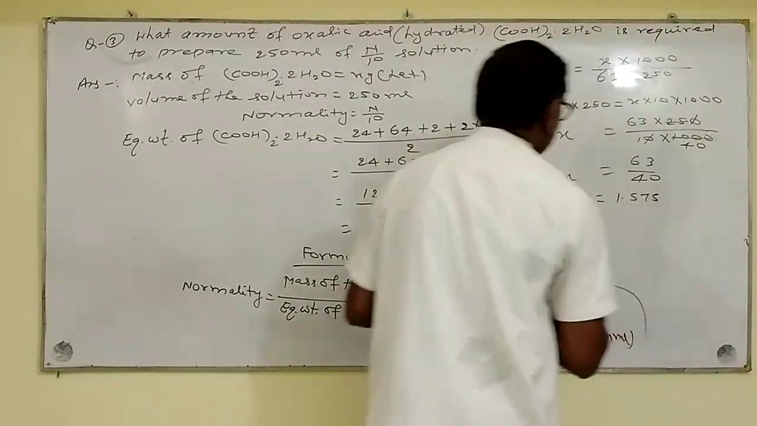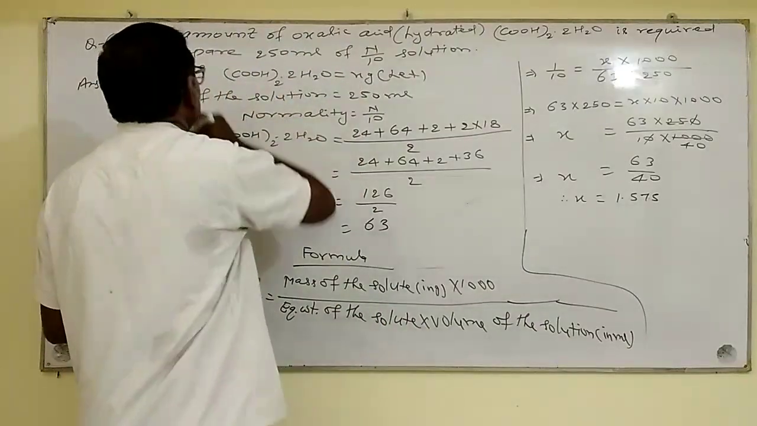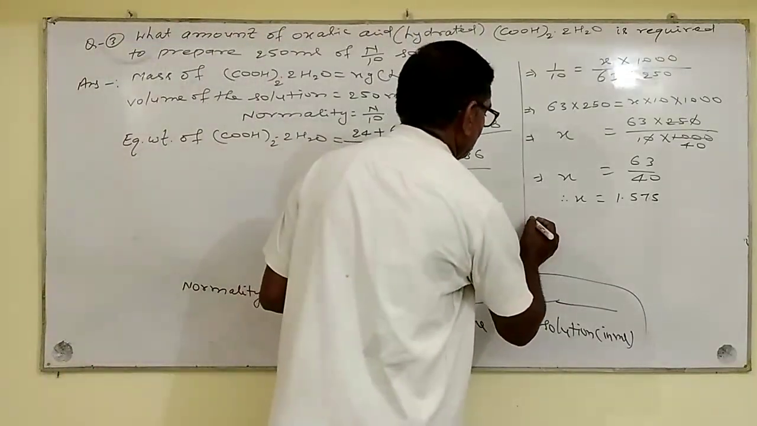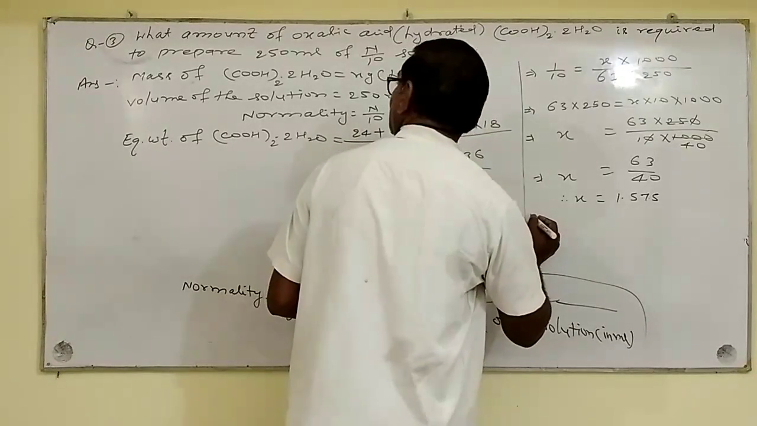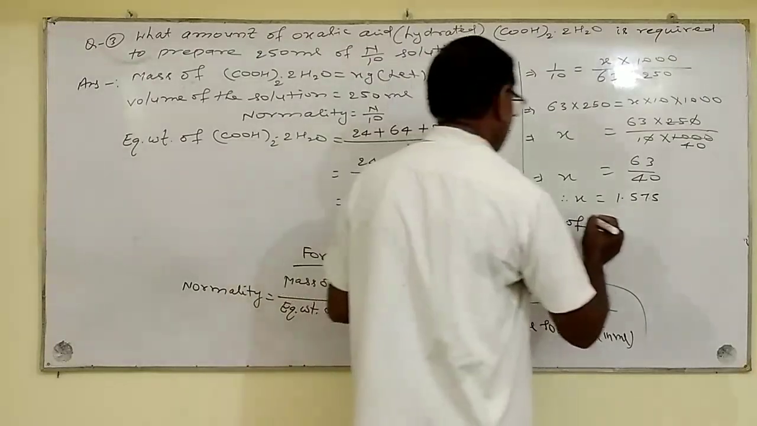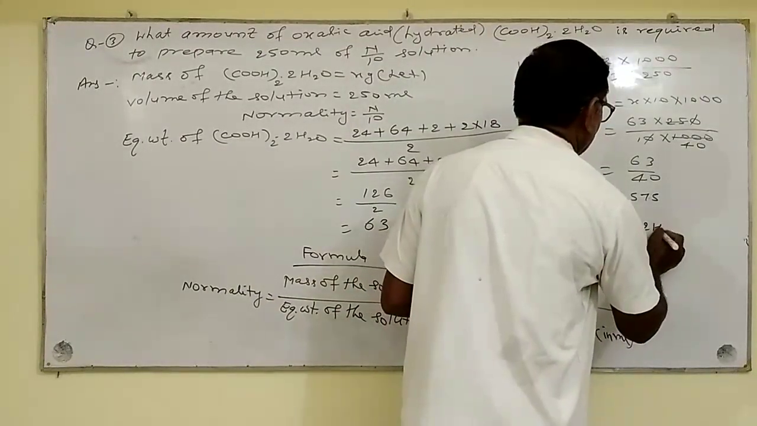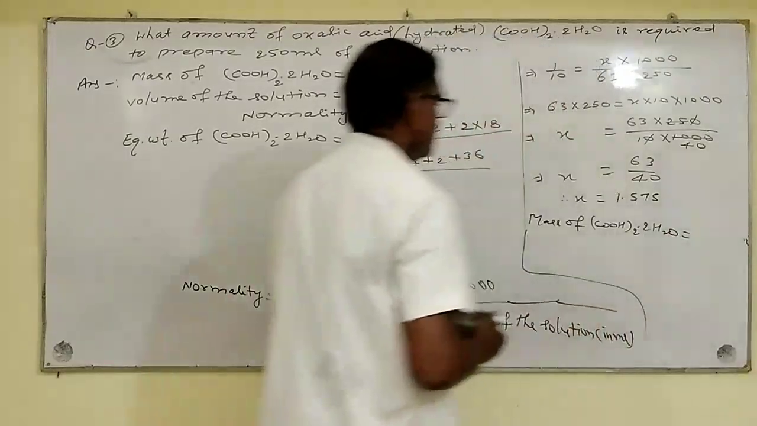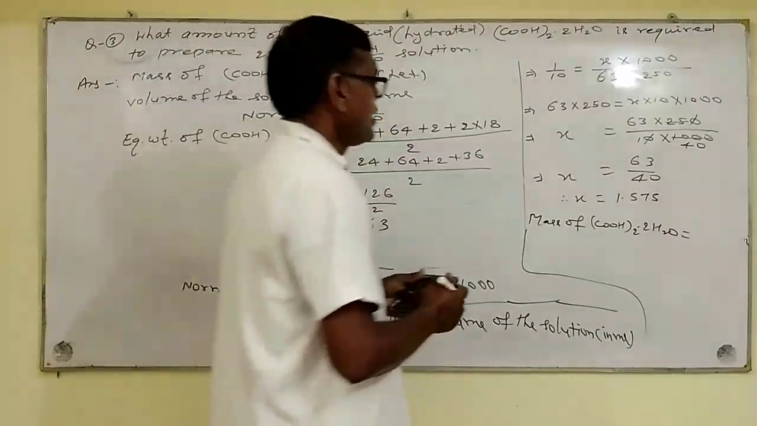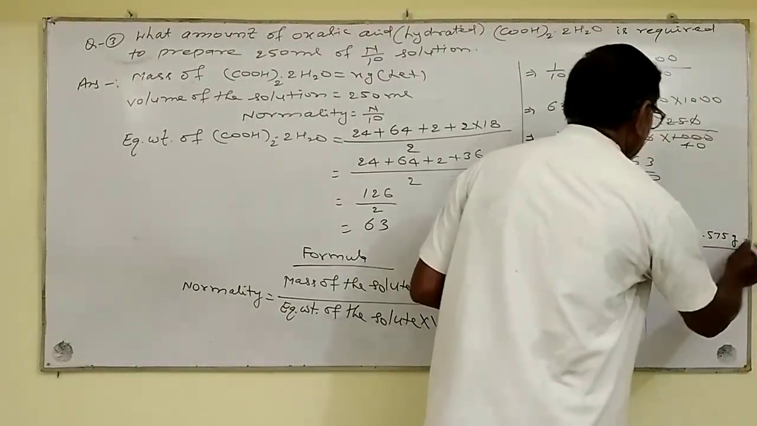The value of x is put here. Mass of (COOH) twice into 2H2O is equal to 1.575 gram. It is the answer.